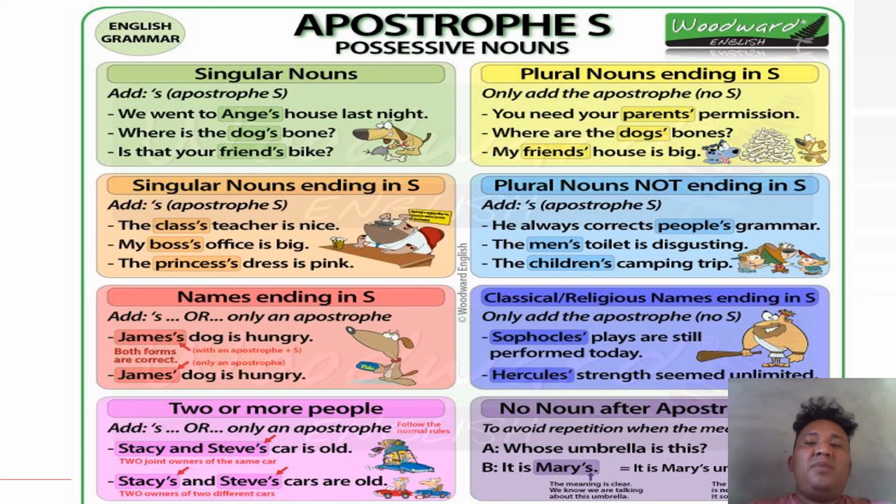And the last topic that is included in this presentation is about possessive nouns. When we are talking about possessive nouns, we say that something belongs to another person.